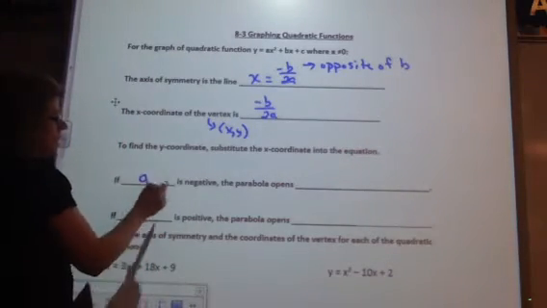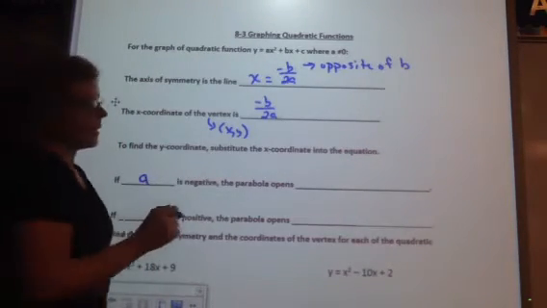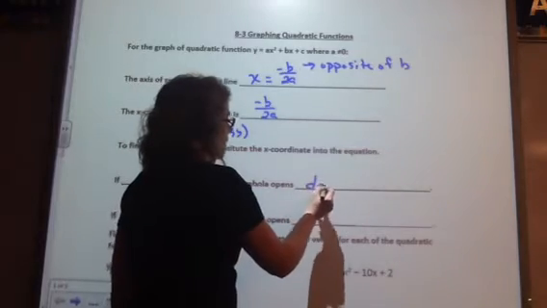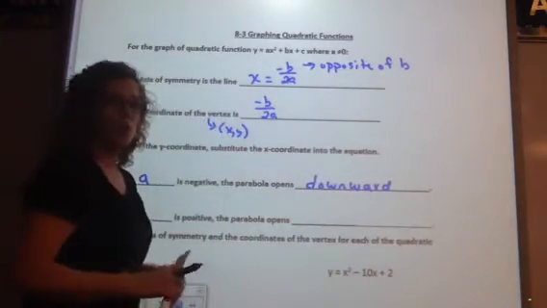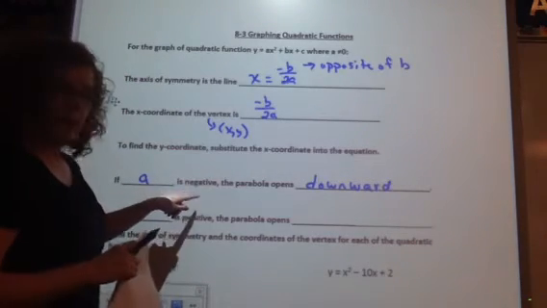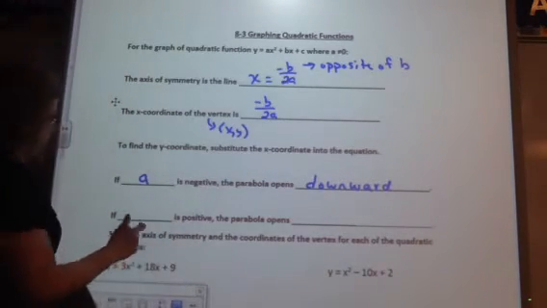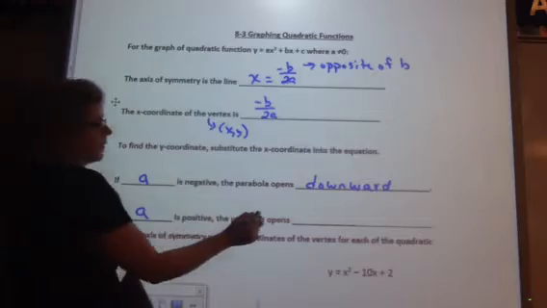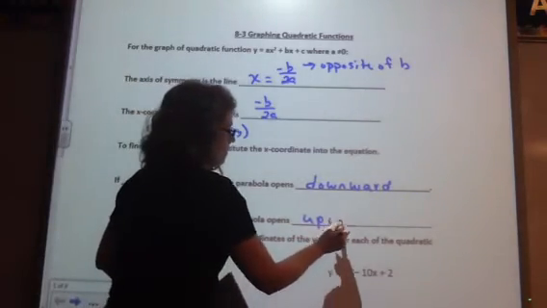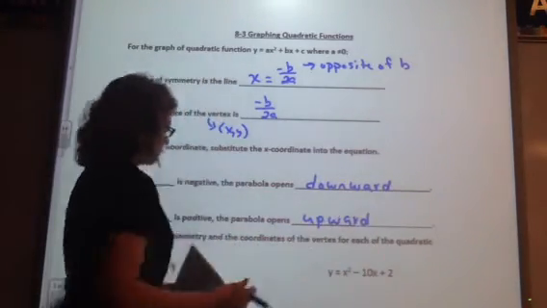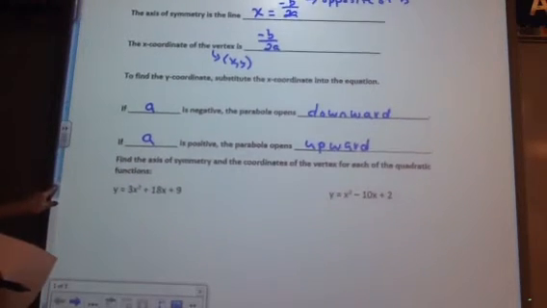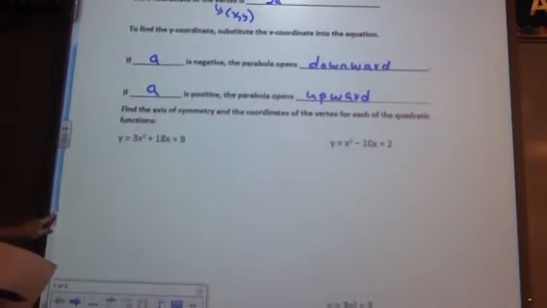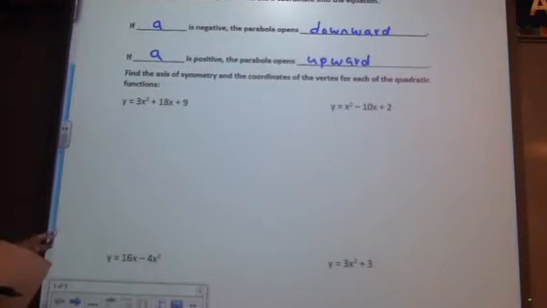If a is negative, the parabola is opened downward. So before you even graph it, you can kind of have an idea if it's upward or downward. If a is positive, then it opens upward. Okay? So, let's find our vertex. So this here is review, nothing new.